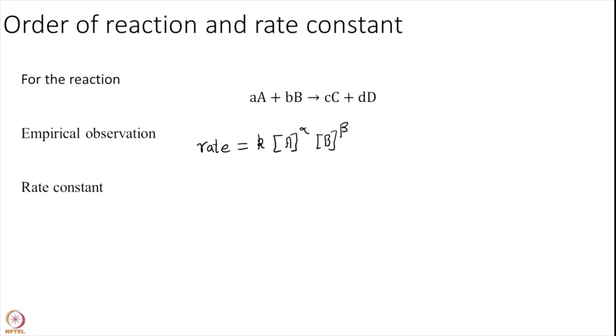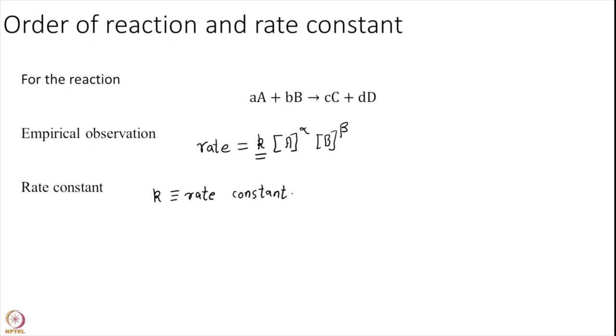Our focus in this course will be on this parameter called k. So k is what is called the rate constant. I emphasize again that this rate constant holds only when this empirical observation, rate equal to k into A to the power of alpha into B to the power of beta, holds.